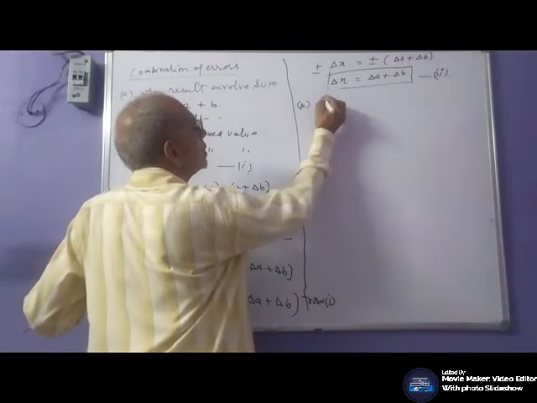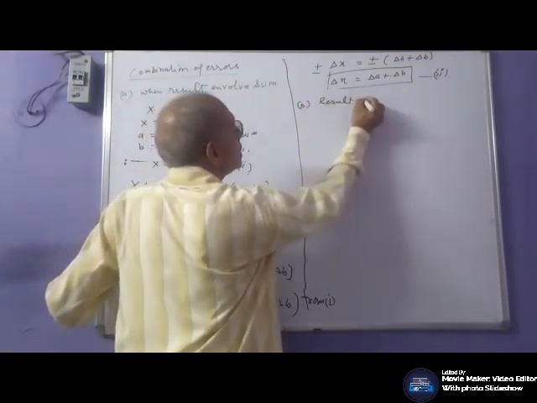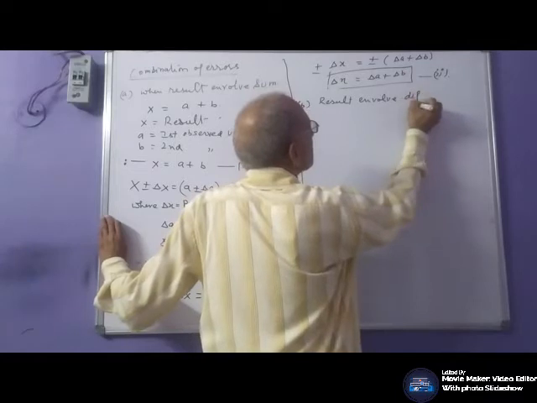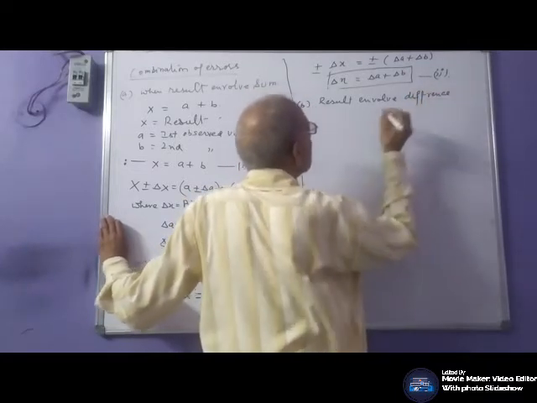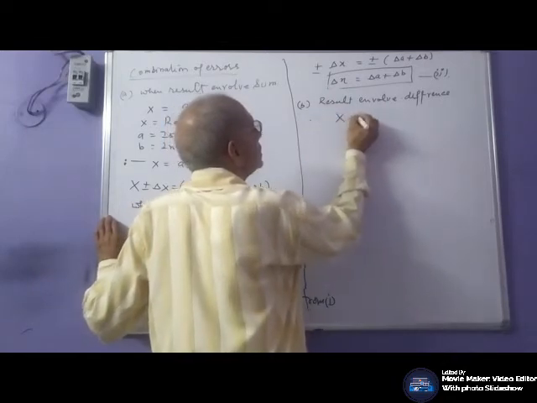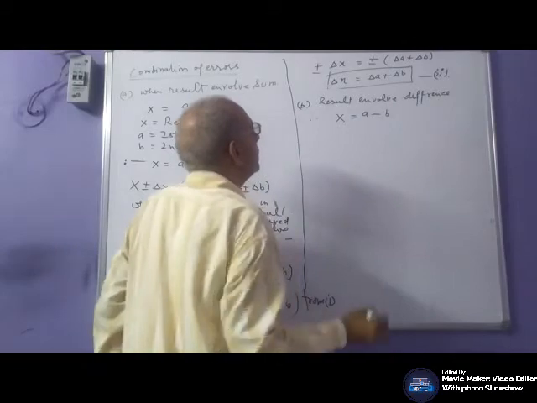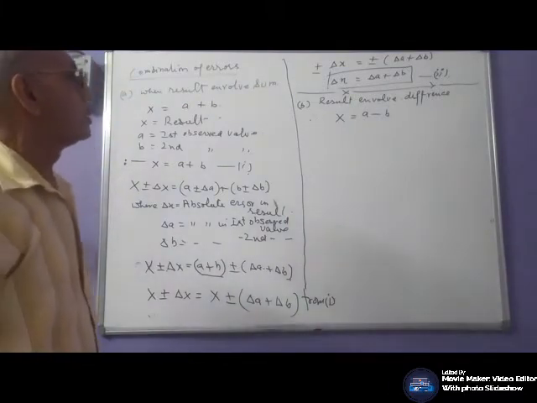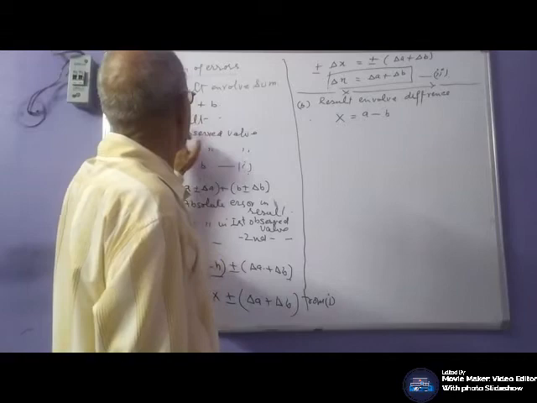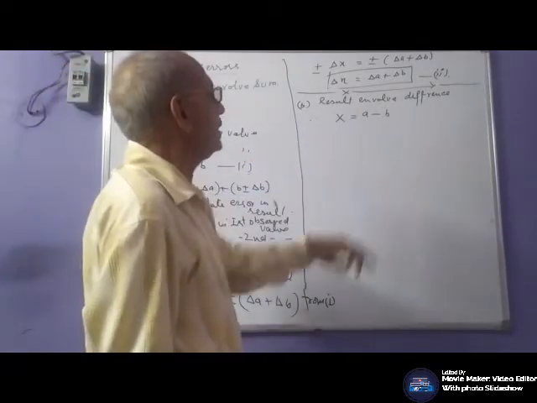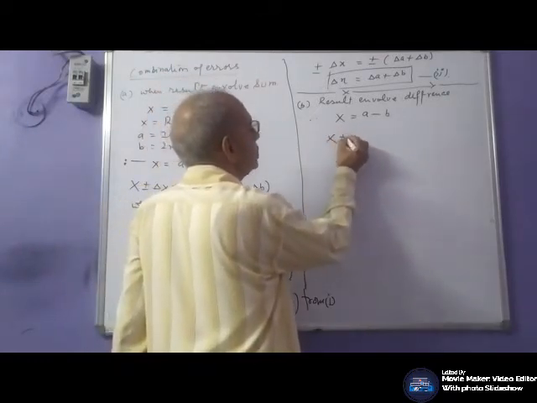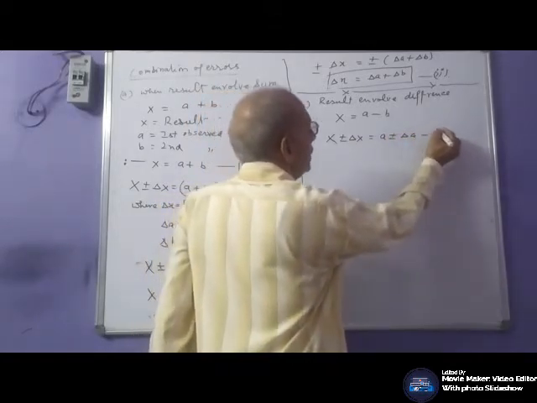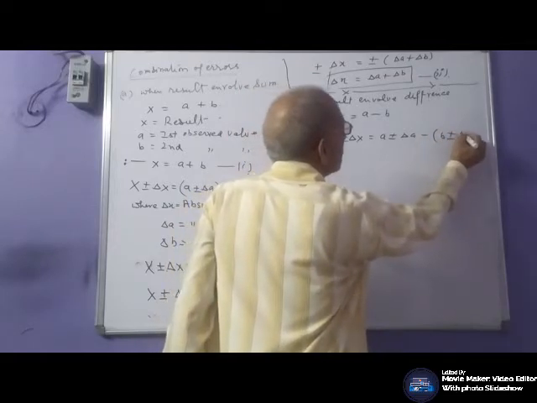B. Result involves difference, x is a minus b. What is x? It is result. What is a? First observed value. What is b? Second observed value. Then x plus minus delta x will be what? A plus minus delta a minus b plus minus delta b.